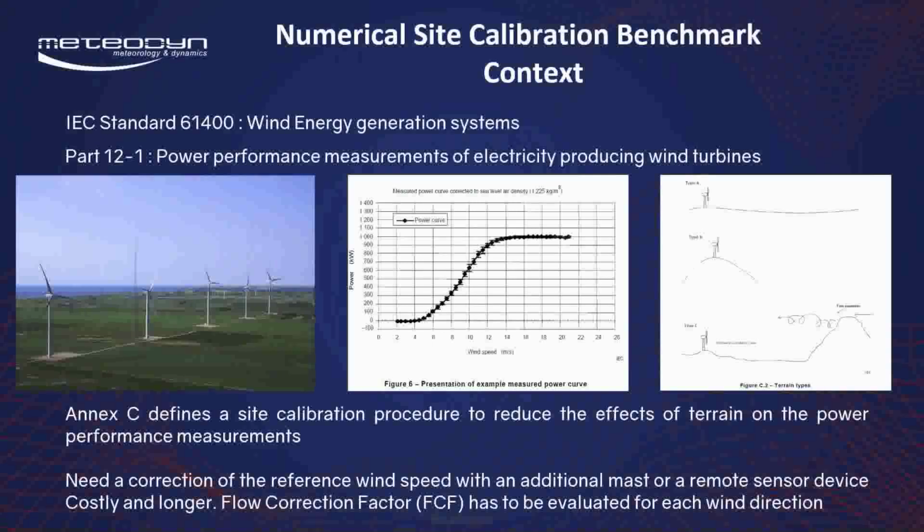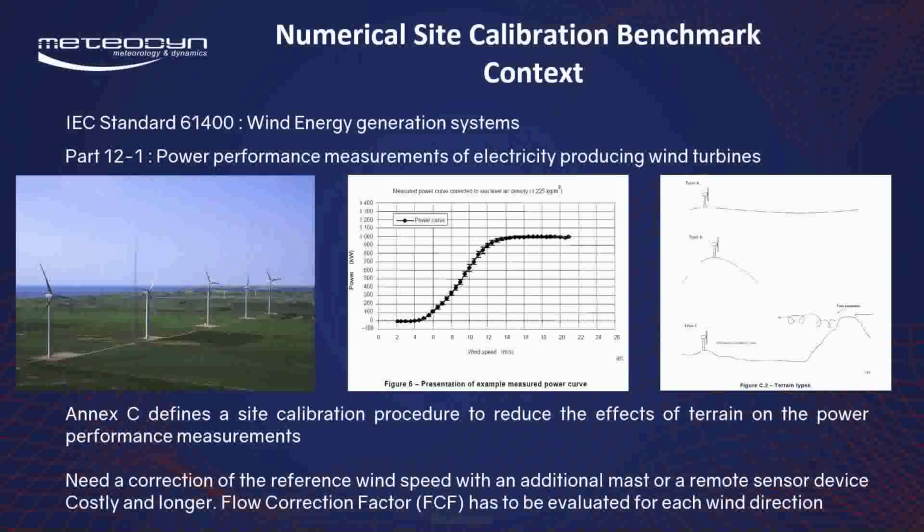The standard IEC, particularly part 12.1, describes how to measure the power performance of electricity-producing turbines. So we have some reference. And the procedure is as described in my picture. There is a mast close to the wind turbine, and the idea is to measure at the same time the power and the wind velocity in order to define the power curve.